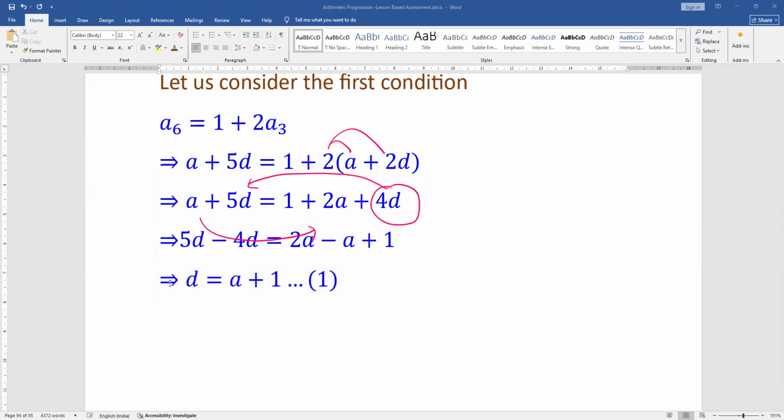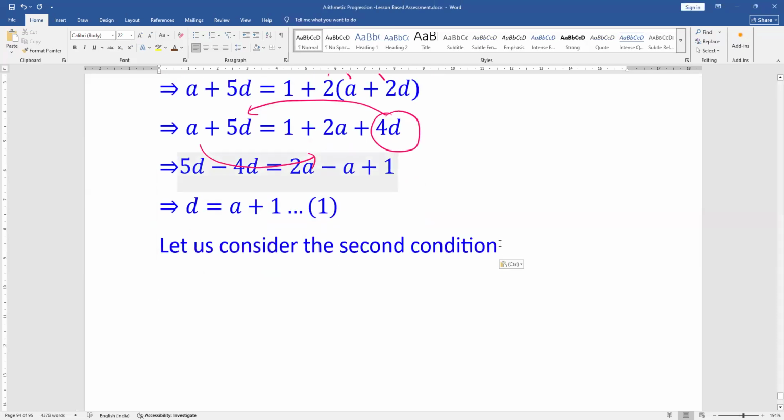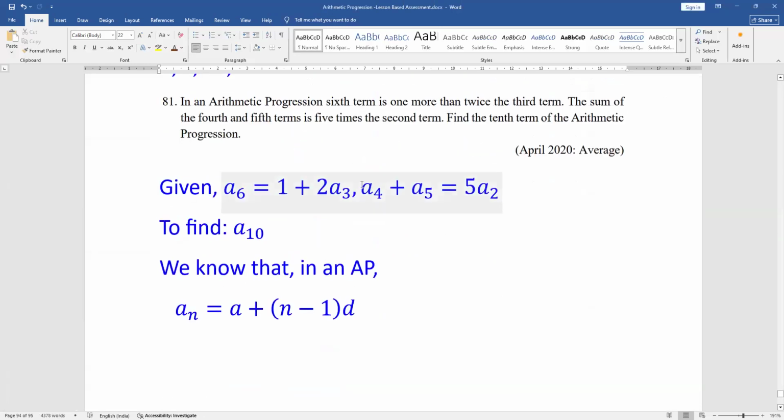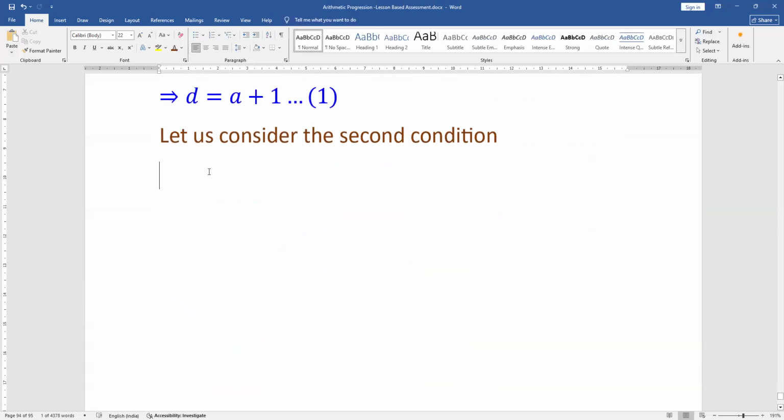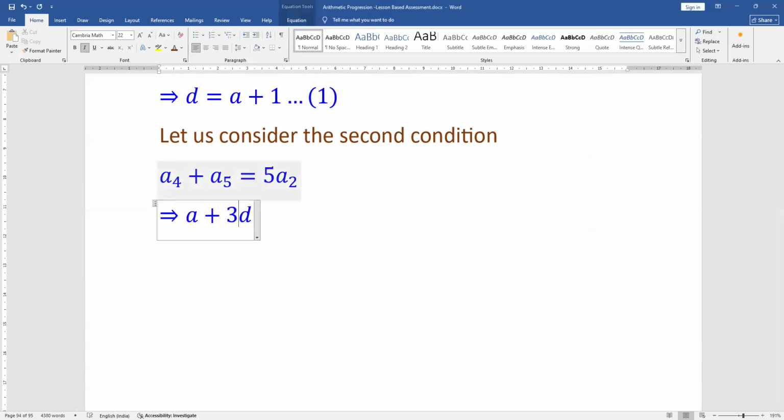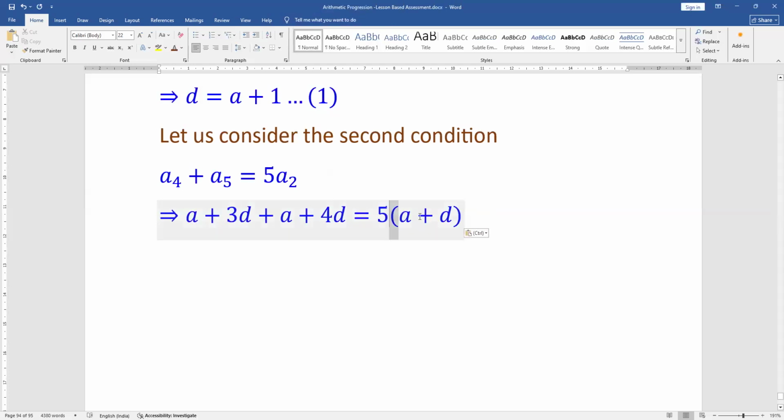Next, I am going to consider the second condition. What is the second condition? They mentioned that a4 plus a5 is equal to 5a2. In my next step, a4 is a plus 3d, and a5 is a plus 4d, equal to 5a2. 5a2 is 5 into a2, a2 is a plus d. See here, you should use brackets.